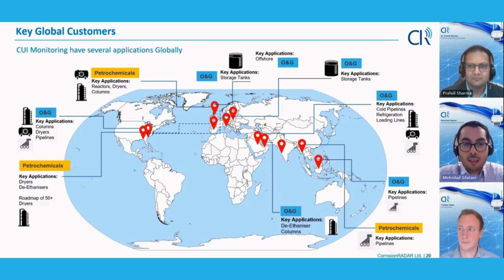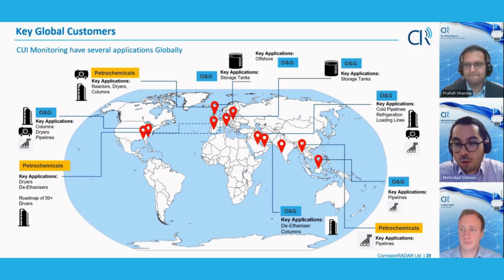Or if I go based on applications, we have seen applications ranging from pipelines, heat exchangers, vessels, columns, tanks, so all sorts of different applications that different clients, based on their different operating environment, may face the issue with the CUI. Some people have more issues if they're close to the sea, perhaps, or onshore or offshore.